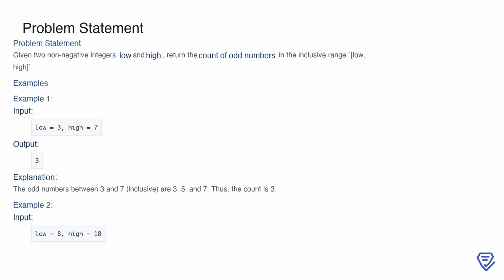The problem asks us to find the total count of odd numbers within a specified range, inclusive of the bounds. For example, if the range is from 3 to 7, the odd numbers in this range are 3, 5, and 7. Since there are 3 odd numbers, the output is 3. Another example is when the range is from 8 to 10. In this case, the only odd number is 9, so the output is 1. The task is to write an efficient solution to determine this count for any given range.